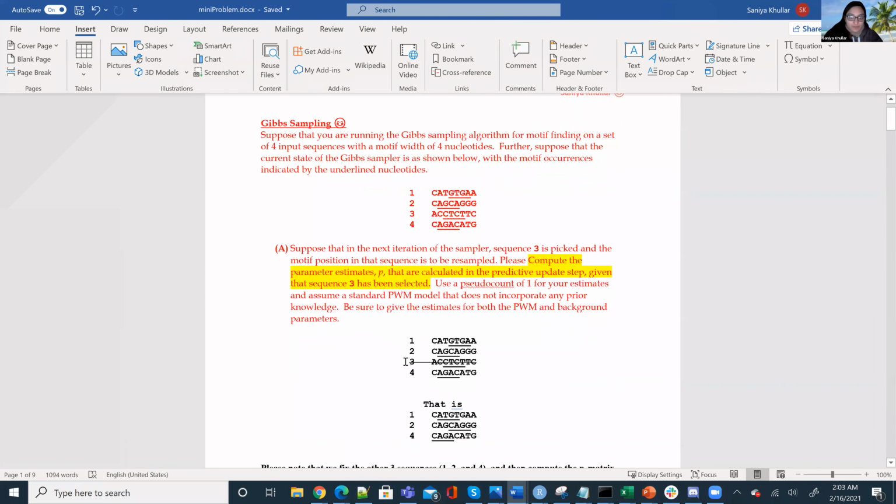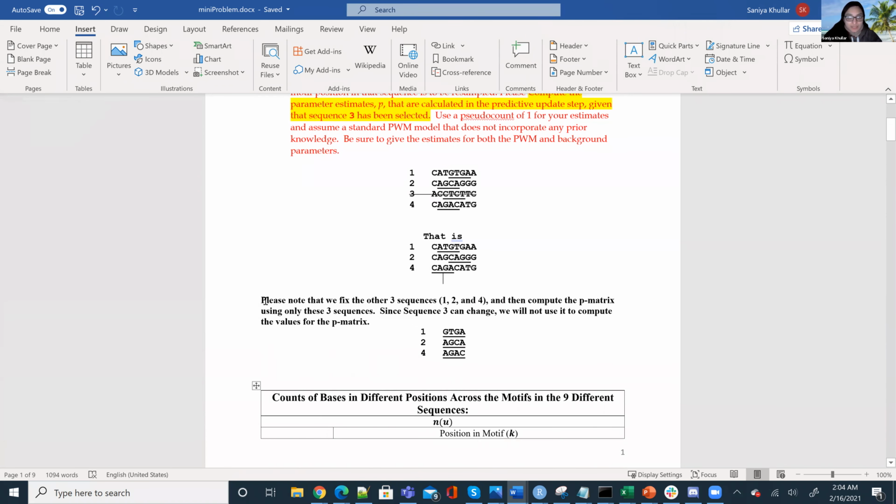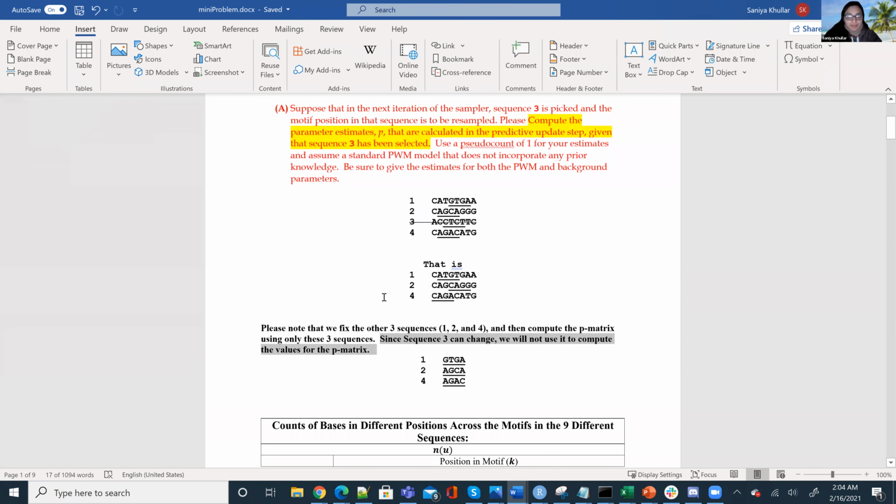So we start out focused on doing this predictive update step for sequence 3. We're going to take sequence 3 out, and just focus on sequences 1, 2, and 4. Again, these are the current motifs that we're going to use to construct our probability weighted matrix. Please note that we fix these other sequences 1, 2, and 4, and then compute the P matrix only using these 3 sequences. Since sequence 3 can change, we will not use it to compute the values for the P matrix. So in this Gibbs sampling method, we are going to be doing updates on sequence 3.